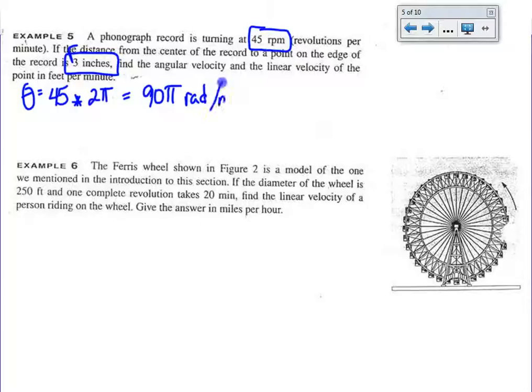Oh, per minute, excuse me. You know what? I did not label this the right thing. Back up. 45 was rotations per minute, which means it's related to our angular velocity, omega. Sorry about that.